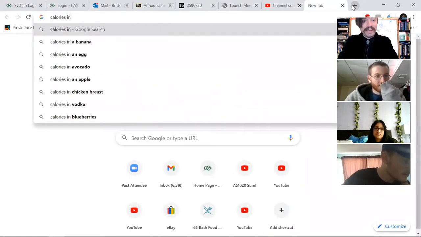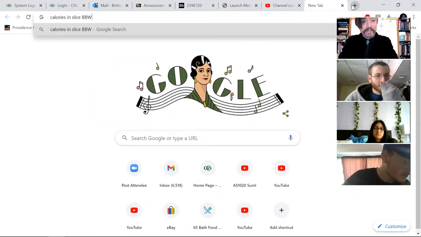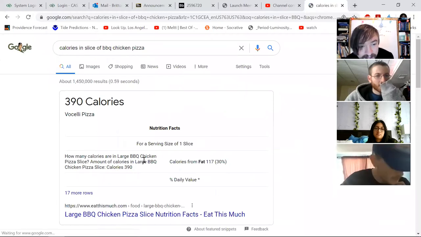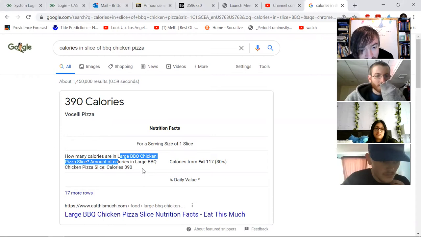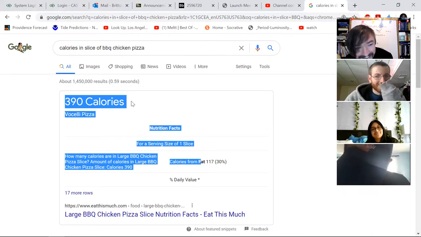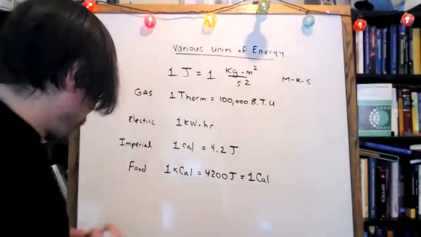Calories in a slice of, I suspect barbecue chicken pizza has more calories than say a slice of cheese. Okay, 390 calories. A large barbecue chicken pizza slice. They say 390, which I thought was going to be higher than that, but okay. I did eat 2 pieces actually. So let's find out how many calories and how many joules I consumed.